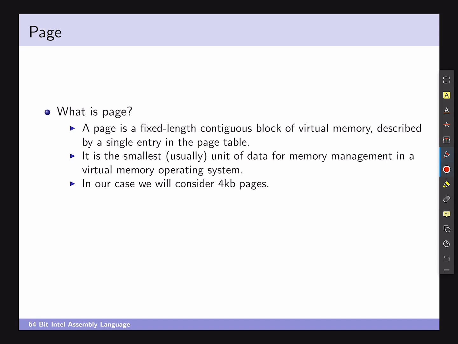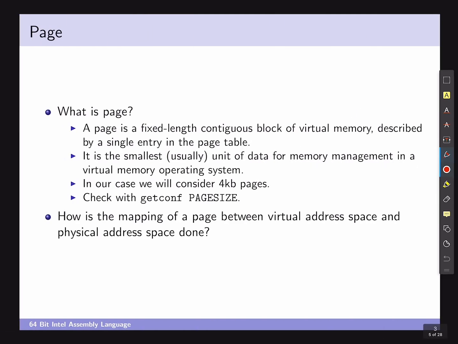Now, you see here that we say it's usually the smallest unit which we work with in a memory management system. It is in principle possible to do memory management at a byte level or a word level, but modern operating systems utilize the paging system, so we always utilize a page as our smallest indivisible unit of memory. In our case, we will consider 4 KB pages. That's the standard in Linux. The exception is that the kernel, as I mentioned before, has 2 megabyte pages, but we're going to focus on the 4K version.